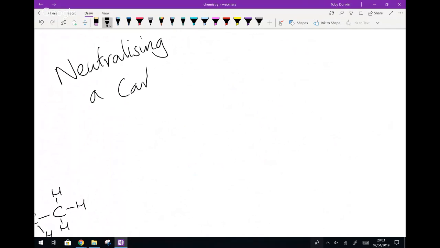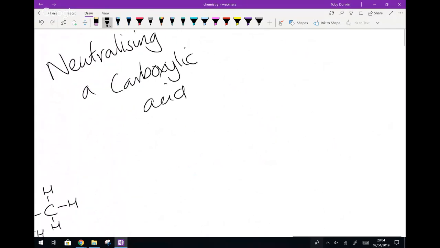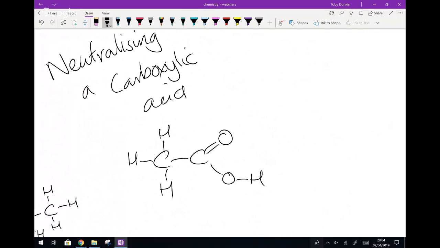Neutralizing a carboxylic acid. Okay, so carboxylic acids go to our go-to guy. It's always good to have someone you go back to all the time. You're reinforcing those. I've done this before. I've drawn this before. I know this molecule.